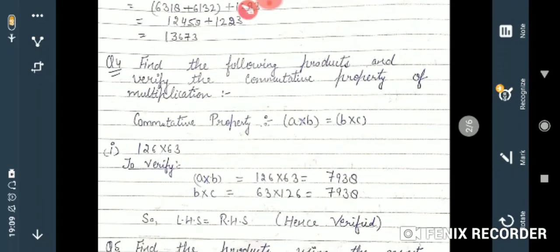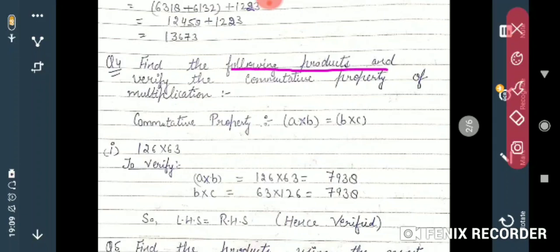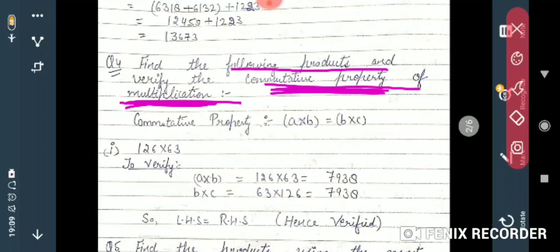Now the next question is, find the following products and verify the commutative property of multiplication. So here what you have to verify? Commutative property of multiplication. Till now what I have explained? Commutative property of addition. Now in multiplication only the sign will change. A multiply B should be equal to B multiply A.